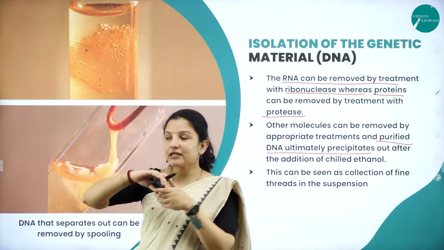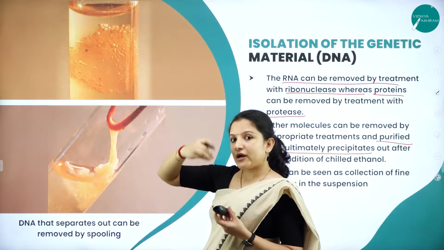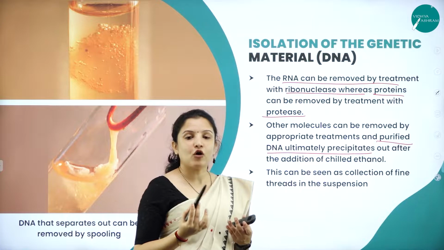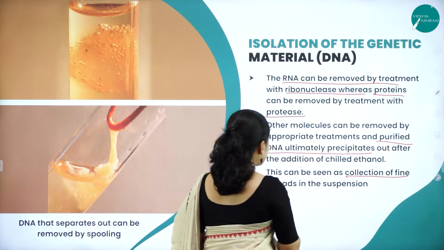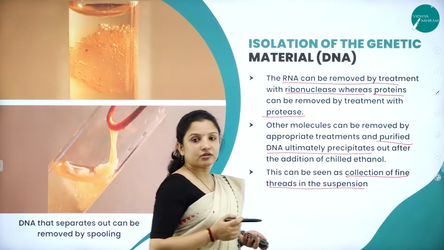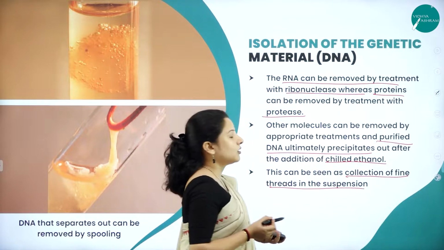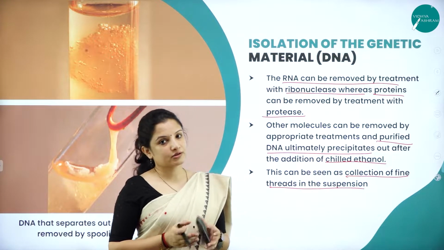So you start adding ethanol. If you can see here, they have added ethanol to the test tube. So when you add ethanol to the test tube, only the purified DNA will come out in the form of threads. This can be seen as a collection of fine threads in the suspension. So that is how it is further treated or purified, by adding chilled ethanol, that is, cold ethanol. So this is how it is done.